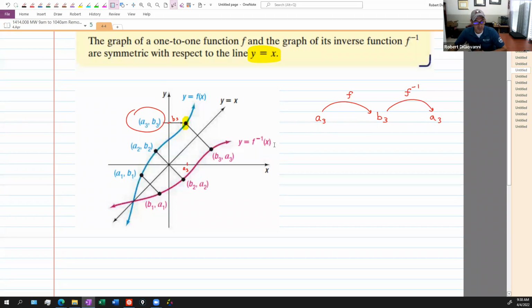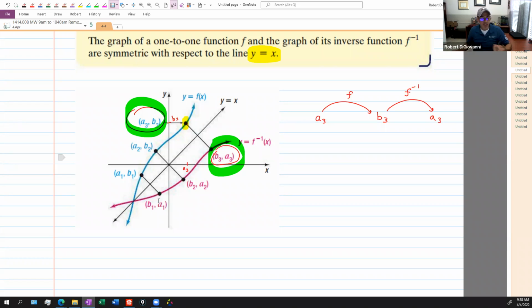So let's look at the inverse function, the one in red. If we look at this point right here, do you see that b3 goes in, a3 comes out? In other words, these two points, whatever the point is on f, the inverse function will just be that ordered pair flipped over. That's all it is. (a2, b2) is now (b2, a2) on the inverse. (a1, b1) is now (b1, a1) on the inverse. So every ordered pair just changes places.